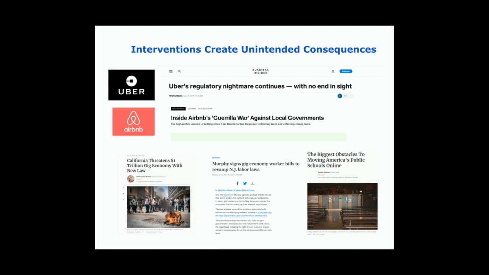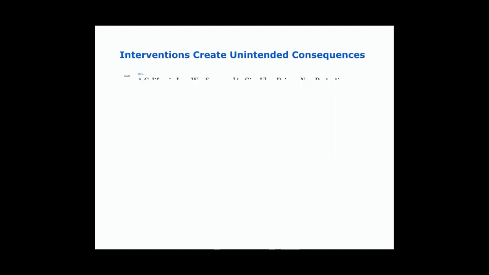The state of New Jersey wants to tax the gig employees who work at these types of companies as if they were employees, even though they're technically not employees. Why do they want to do that? Because they don't want to lose the revenue that they get from having employees paying into things like unemployment insurance and different things like that. So there's many obstacles to these new businesses and new business models, and these are also market interventions, and they also have unintended consequences.